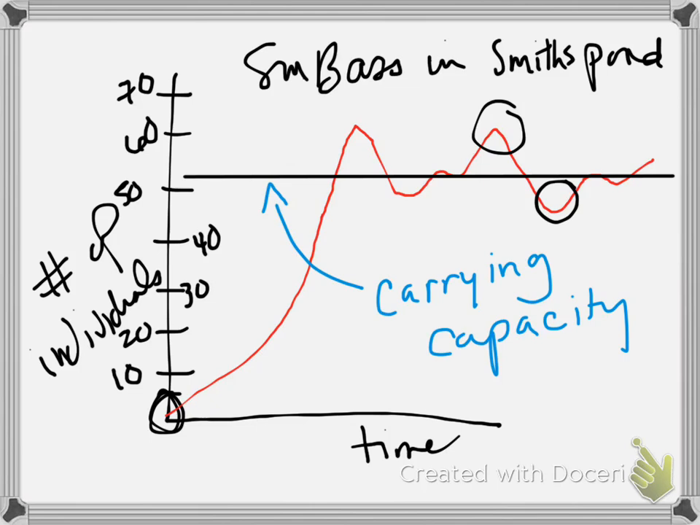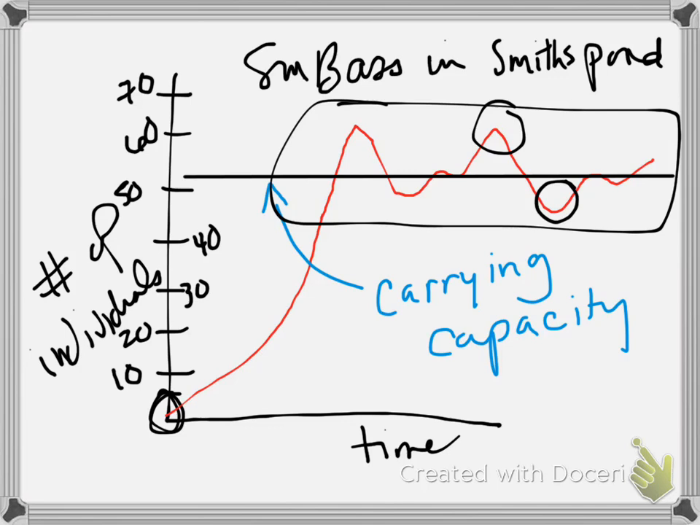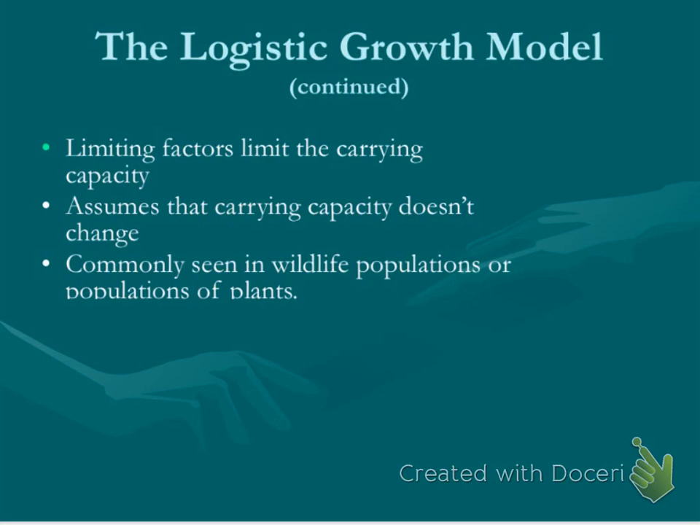Yeah, to change, to go up and down. And if we look at this population, is it fluctuating? Yeah. There are better years, there are worse years, but it's all kind of hovering around an average mark, and that's your carrying capacity. Okay, so in the logistic growth model, limiting factors are what limit the carrying capacity. There are some assumptions with this model. We assume that carrying capacity doesn't really change, and that may or may not be true.